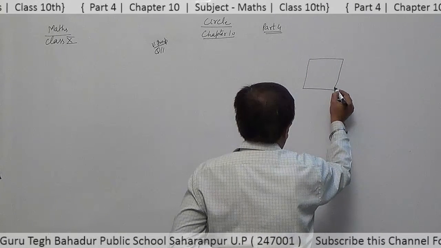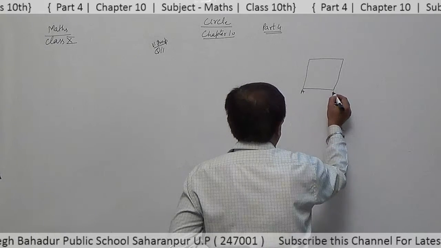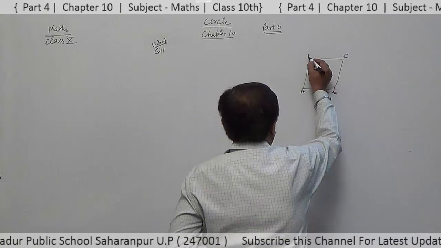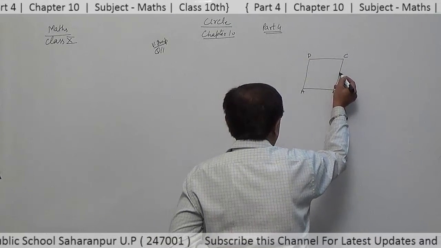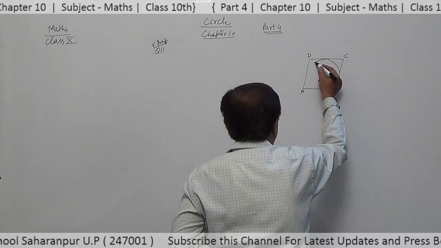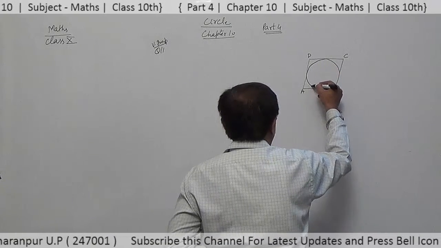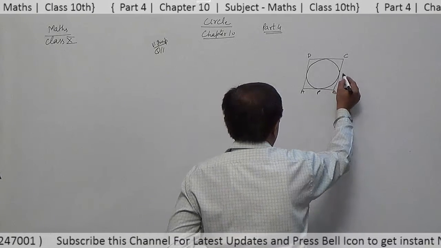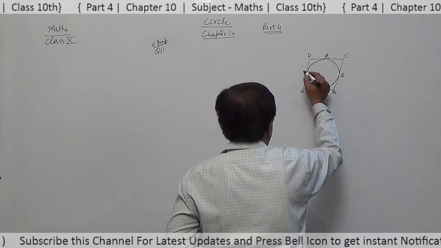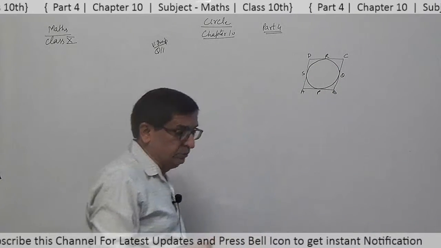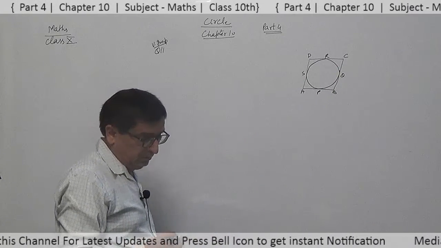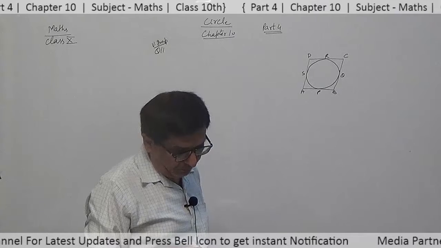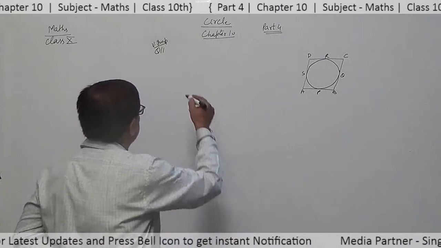This is a parallelogram PQRS. It circumscribes the circle. You have to prove that it is a rhombus.